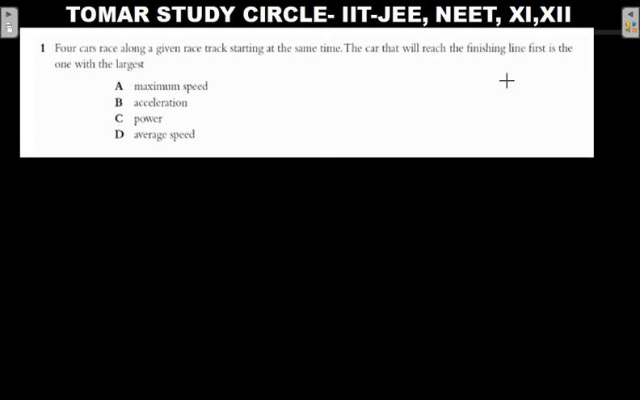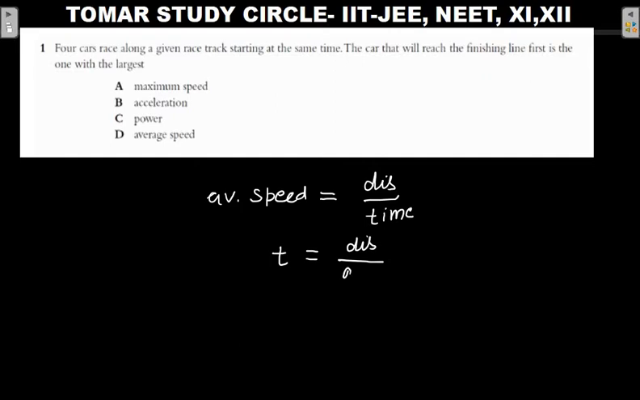The car that will reach the finishing line first is one with the largest maximum speed, or acceleration, or power, or average speed. We know that average speed will be equal to distance upon time, or we can write time t will be equal to distance upon average speed.